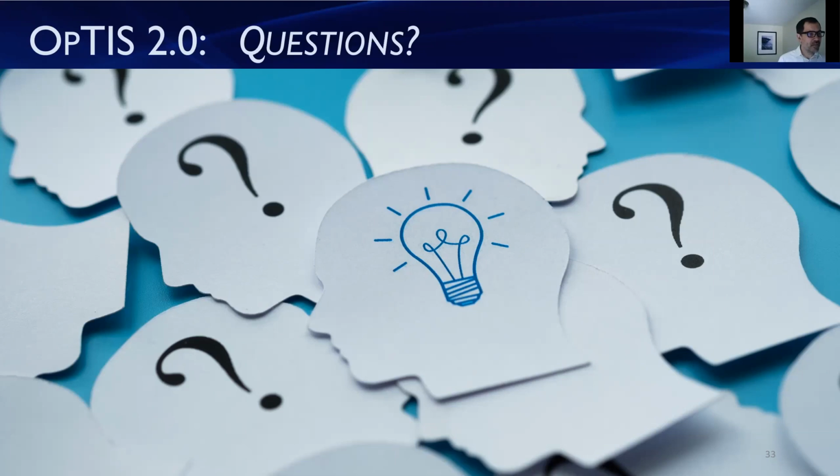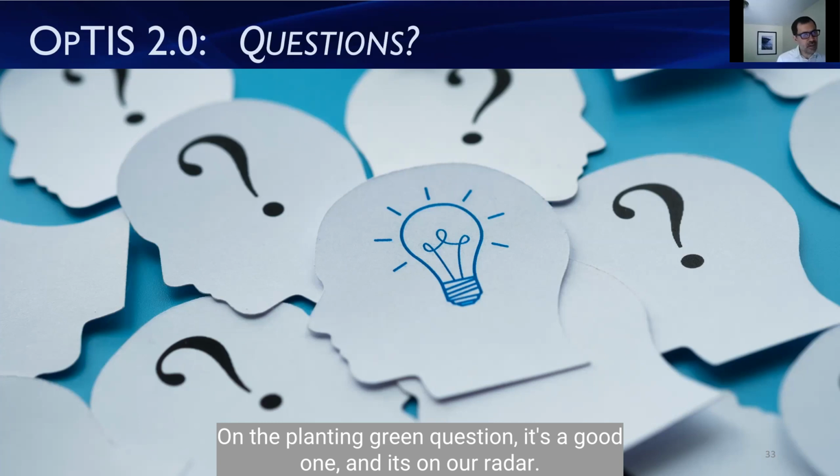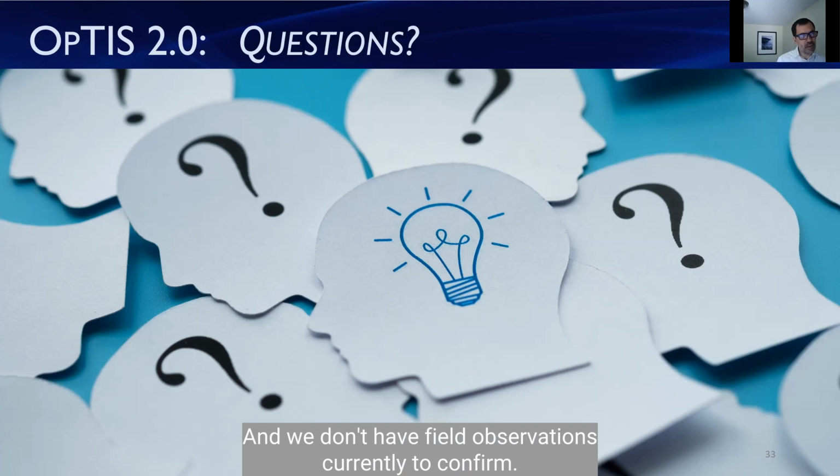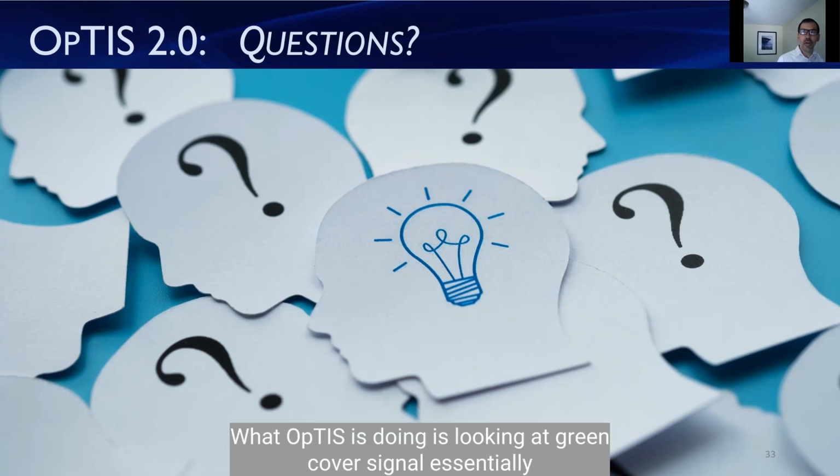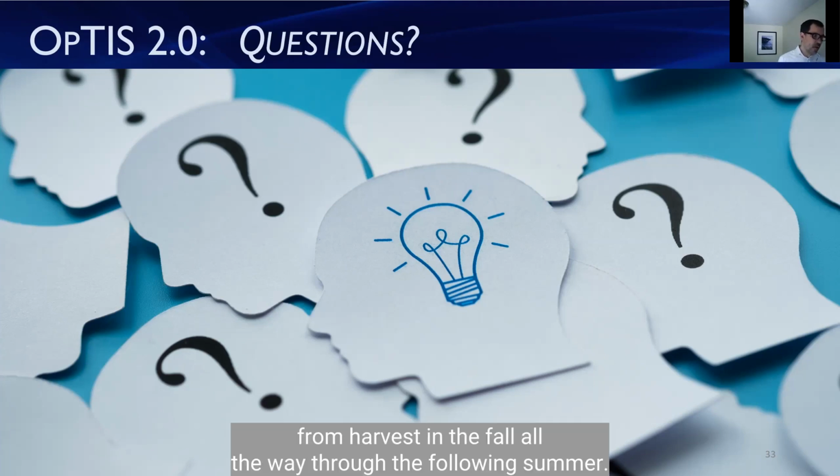Yeah, thanks, Stephen. Thanks for those great questions. On the planting green question, it's a good one, and it's on our radar. We don't have field observations currently to confirm, but the logic of the algorithms, we're confident, can separate those. What OpTIS is doing is looking at green cover signal essentially from harvest in the fall all the way through the following summer.